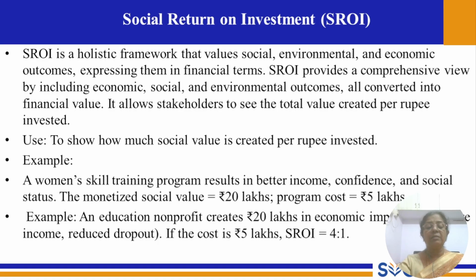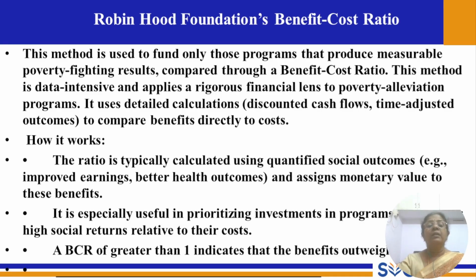Example, future income, reduced dropout. If the cost is rupees 5 lakhs, SROI is equal to 4:1. Next one is Robin Hood Foundation's benefit cost ratio.